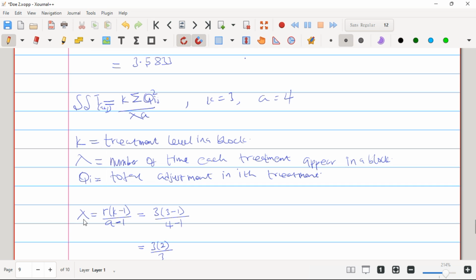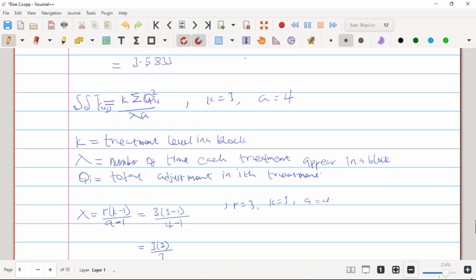And then we said that our lambda is equal to r into bracket k minus 1 divided by a minus 1, right? So our R is the R here. We have just explained the R, and then we have explained the K and the A. So R is equal to 3, our K is equal to 3, and then our A is equal to 4, right?